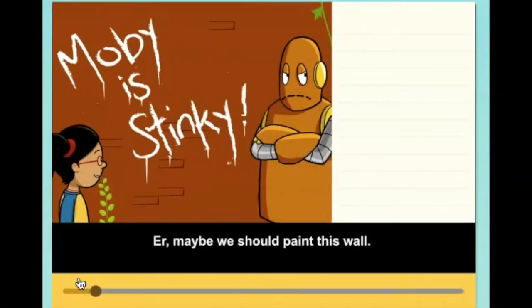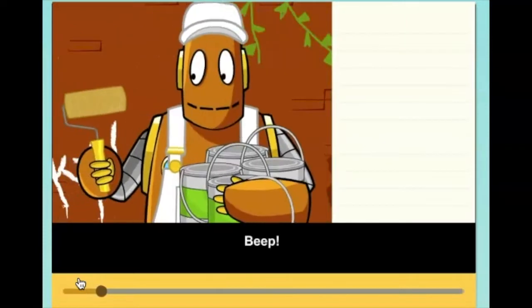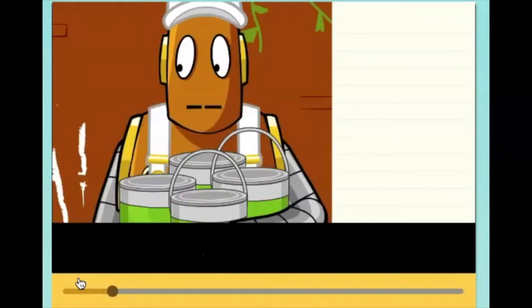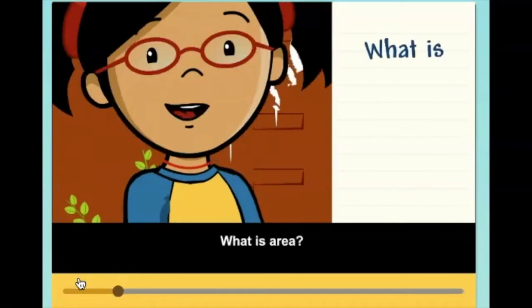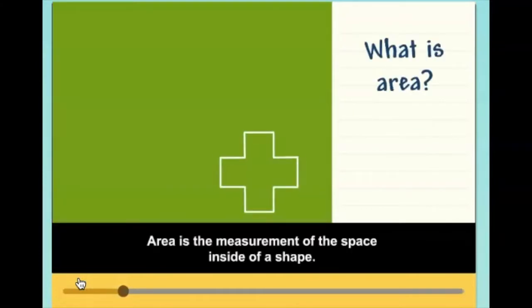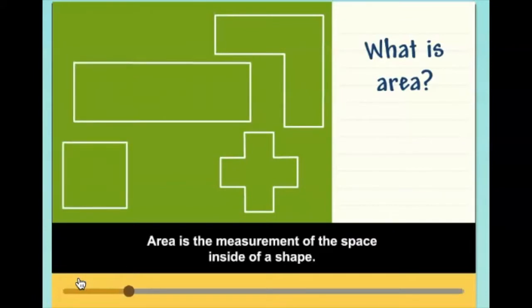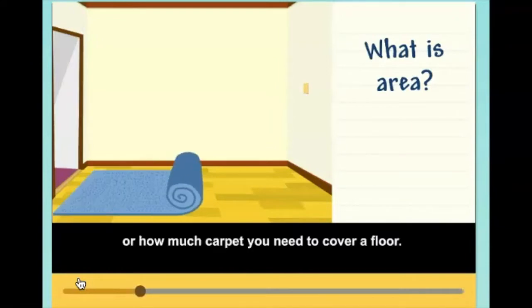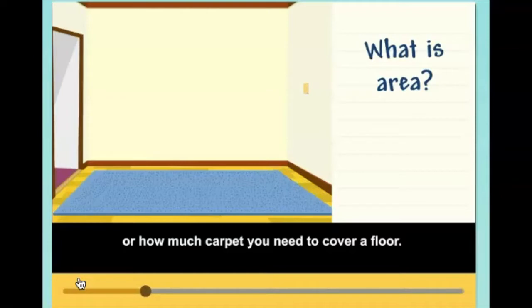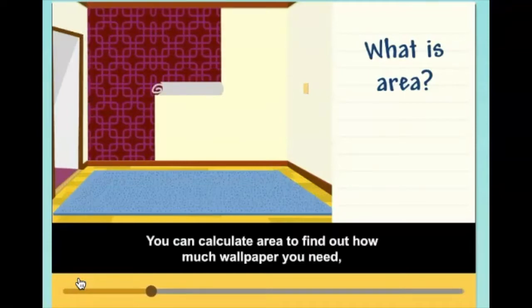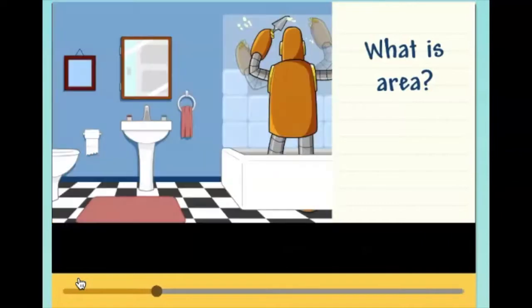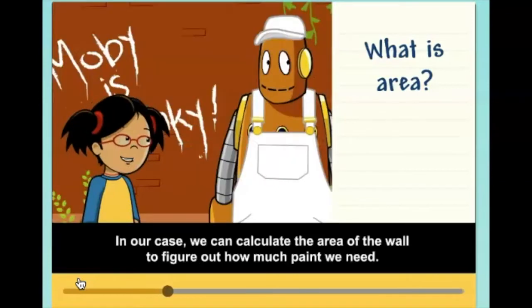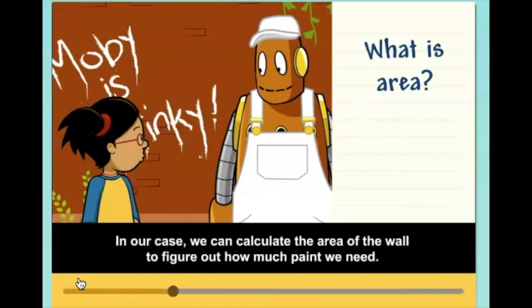Maybe we should paint this wall. Well, first, we should figure out the area of the wall. What is area? Area is the measurement of the space inside of a shape. You can calculate the area to figure out how big a room is, or how much carpet you need to cover a floor. You can calculate area to find out how much wallpaper you need, or how much tile you need to cover a wall. In our case, we can calculate the area of the wall to figure out how much paint we need.